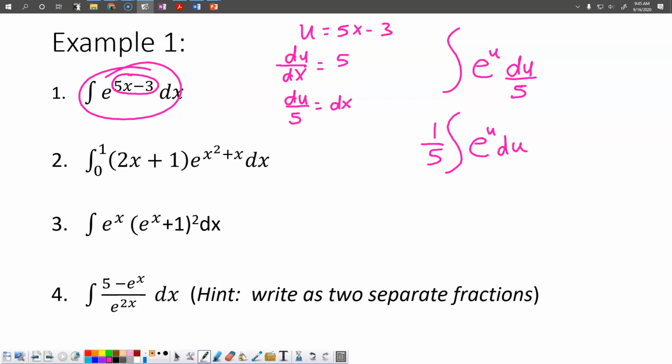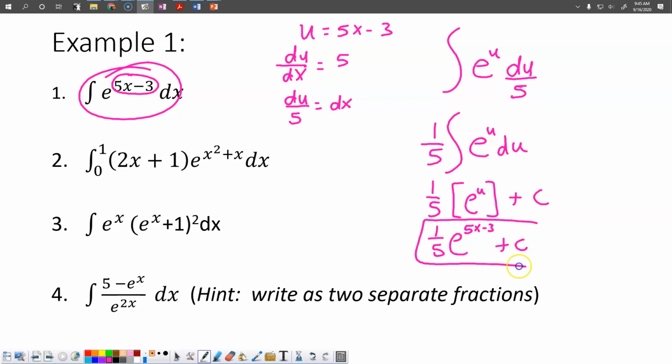Now we just get to integrate this. So the integral of e is e. We don't want to forget our plus c there. And we also don't want to forget that we need to put the u back now. So it was 5x minus 3. There you go. So that's the basic idea there. Usually the u is what's in the exponent, all right?